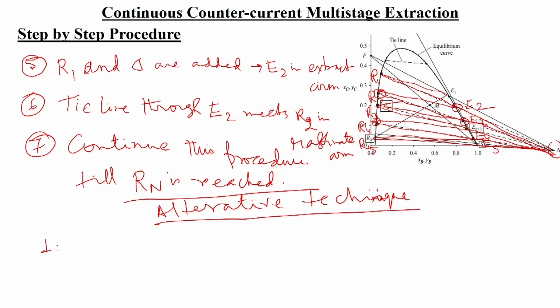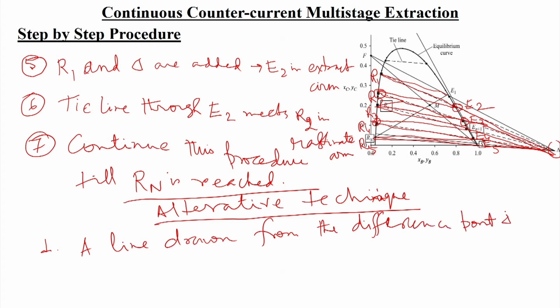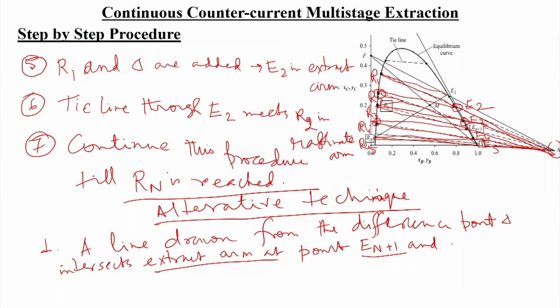So, what we will do is, a line drawn from the difference point delta intersects the extract arm at point En plus 1, and the raffinate arm at Rn. Okay.